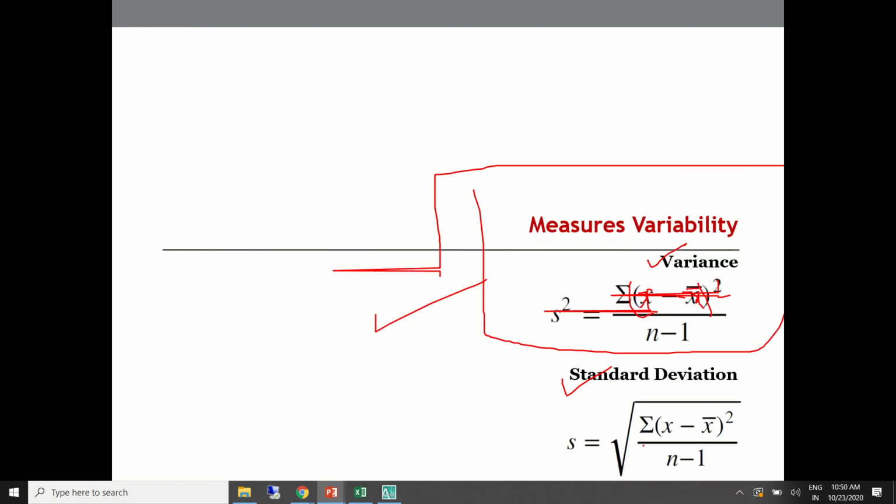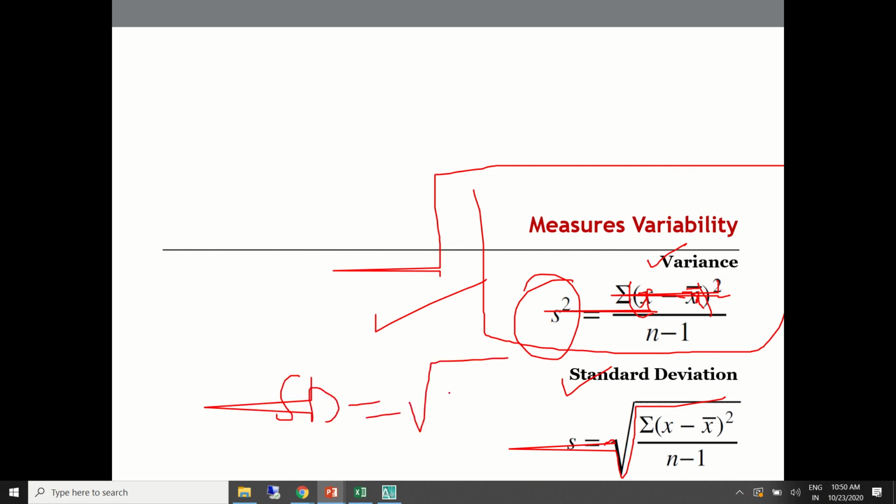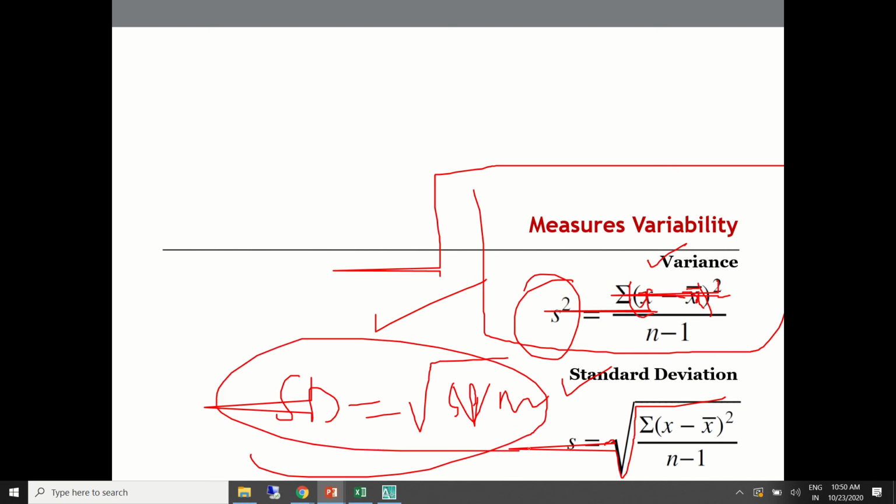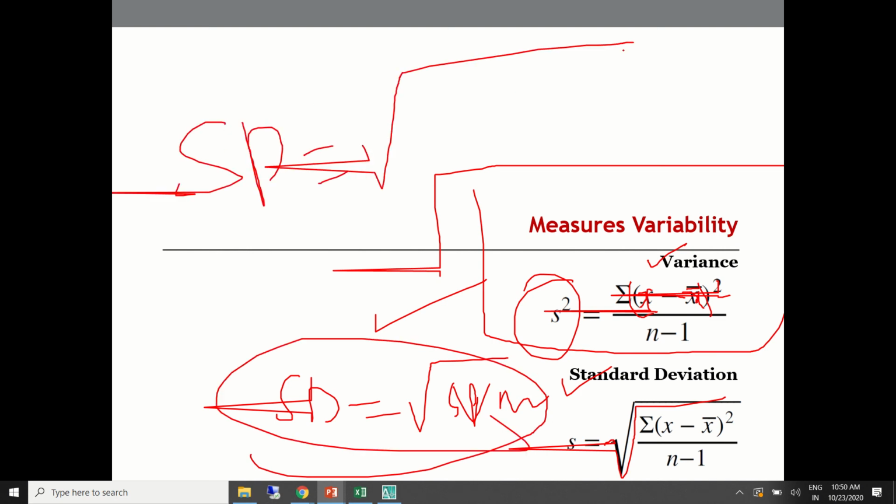The formula for standard deviation is the same, except it is the square root of the variance. Standard deviation is equal to the square root of variance.